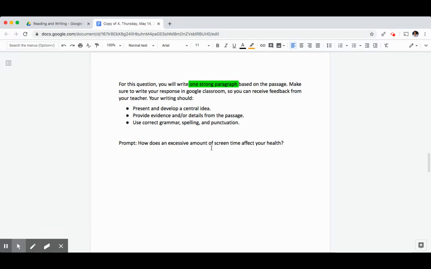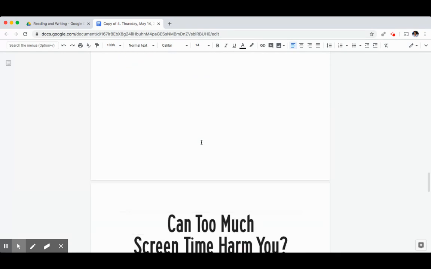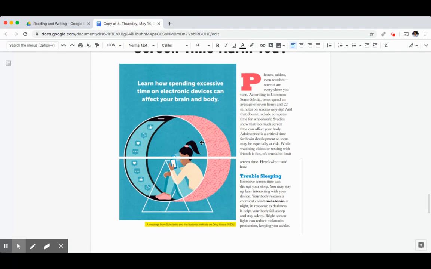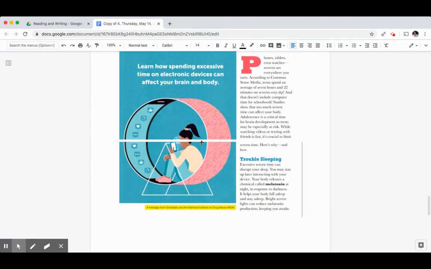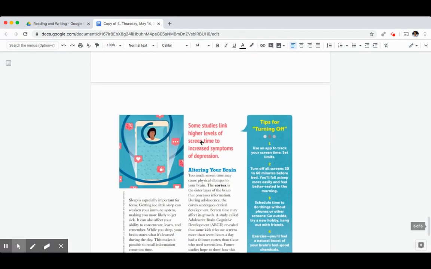As you read your text today, I want you to keep your prompt in mind. How does an excessive amount of screen time affect your health? And as you keep this prompt in mind, I want you to work on finding the best 3 pieces of evidence to include in your paragraphs. Doing this as you are reading will help to make sure that you're tracking and actually understanding the text, but it also cuts down on the amount of work you do. Because if you find the evidence while you read, you don't have to go back and reread it to find more evidence.